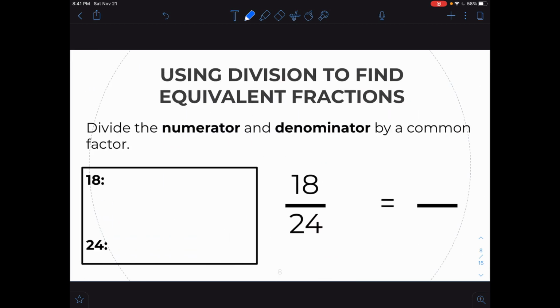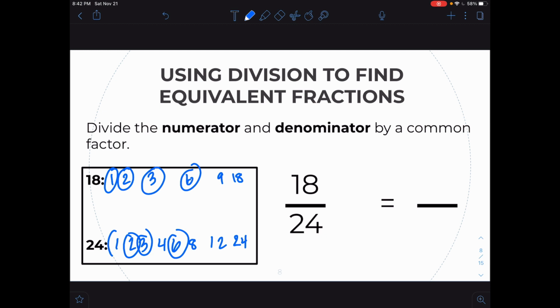We can also use division to find equivalent fractions by dividing the numerator and denominator by a common factor. So if I have 18/24, the first thing I want to do is find common factors of both that numerator and denominator. I'm going to just make a factor list to find those common factors. And I see that 6 is a common factor, 3 is a common factor, 2 is a common factor, and 1 is a common factor. I can choose any of those common factors to divide both the numerator and denominator by, and I can get an equivalent fraction.